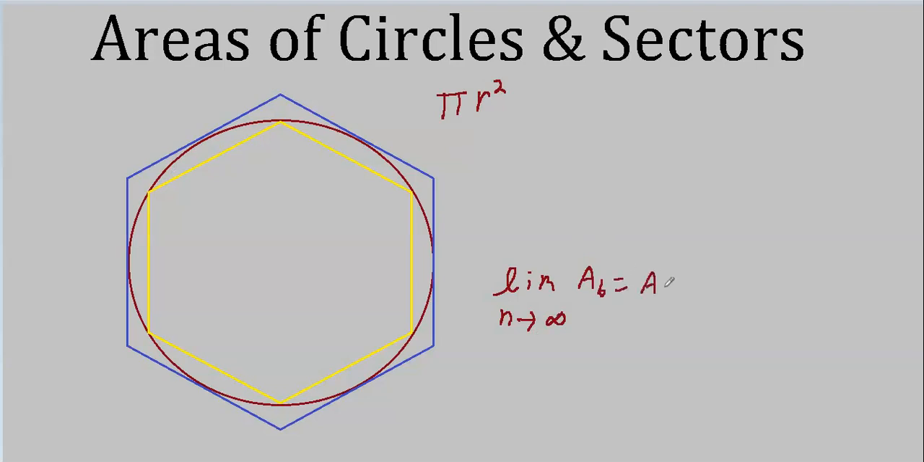And what about the yellow one? Well, as the number of sides goes to infinity, this one goes up and up and up. This area goes down and down and down. If you were to graph it, the blue one will look like that. The yellow one will look like that. It'll come to, I'm not sure if you'd call that an asymptotic convergence. It probably is. We have a lower asymptote for A sub B and an upper one for A sub Y.